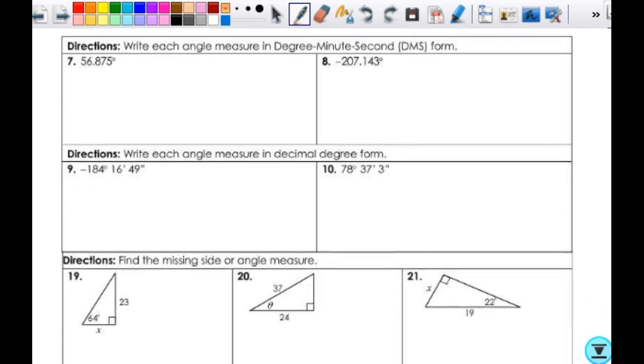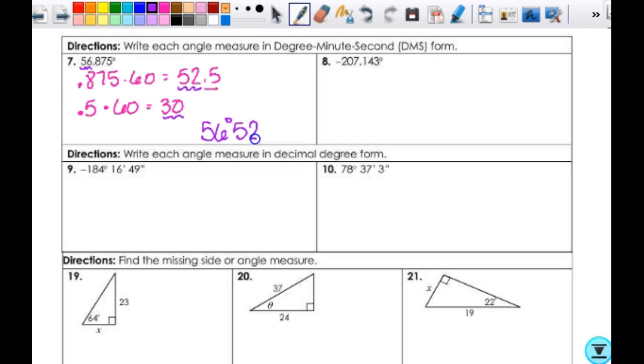We're going to start with degrees, minutes, seconds form. So to do that, we take the decimal, 0.875. We're going to multiply that by 60. That gives us 52.5. So we take just that decimal part, that 0.5, and multiply that by 60, and that gives us 30. So remember, these were conversions. We converted from degrees to minutes and then to seconds. So this is our minutes, this is our seconds, this was our degrees. So that is 56 degrees, 52 minutes, and 30 seconds.